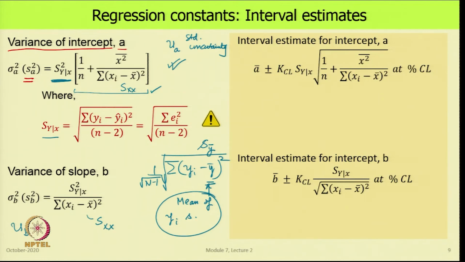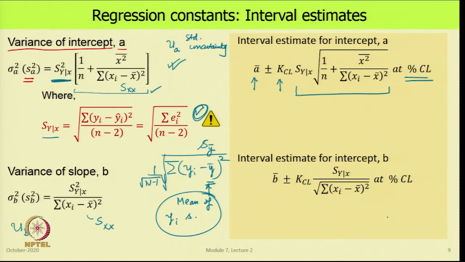So, we got all the relations we wanted. We just need to get a little more workable formula for this one. So, we will see that in a minute. But to put things together now, we got the mean value of the intercept from our first calculation earlier. Now, we got the variance, which is this much in A, and this we multiply by K CL, which is related to a percentage confidence level.